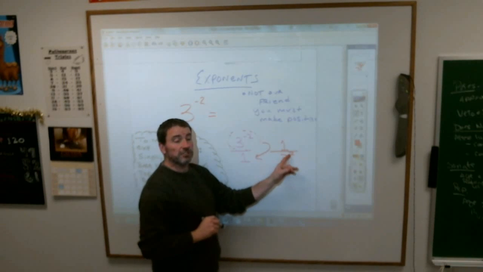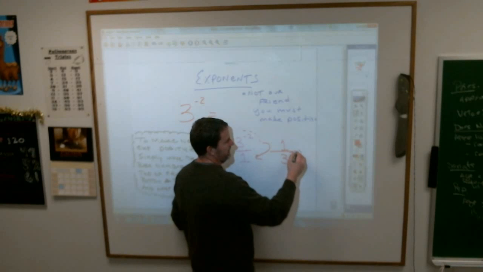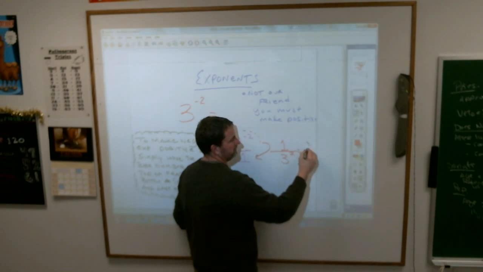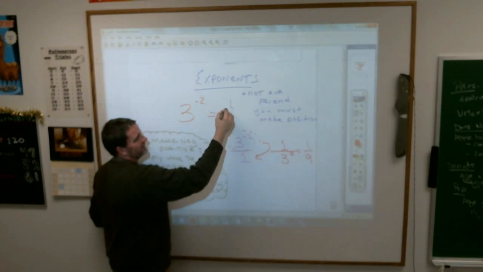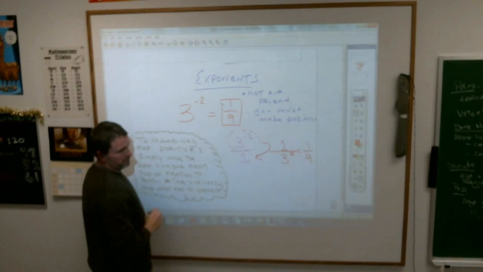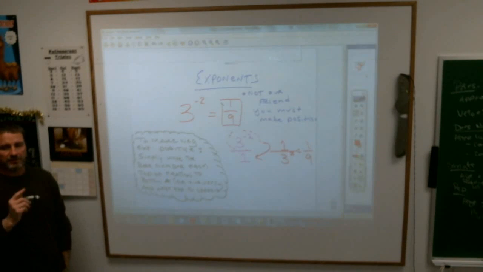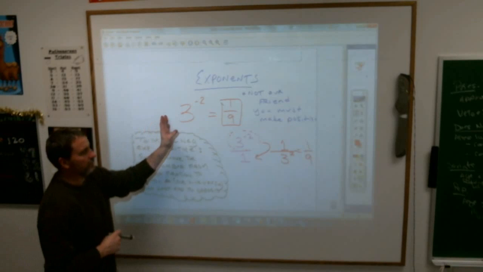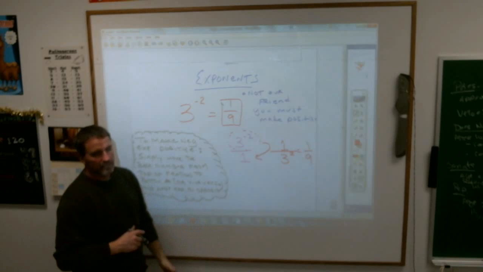What is 3 to the positive 2 power? 3 times 3 is 9. So 3 to the negative 2 power is the same as 1/9. Who would have thunk? But that's what it is. 3 to the negative 2 power is the same as 1/9 because I move it from the top of the fraction to the bottom, and it becomes positive.